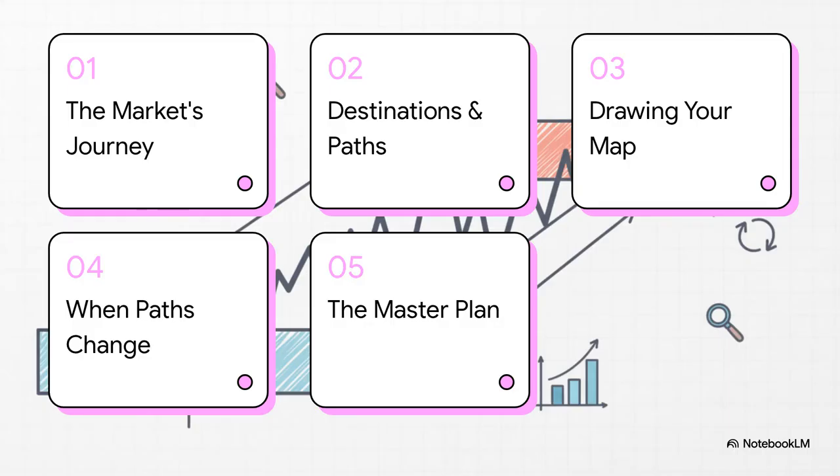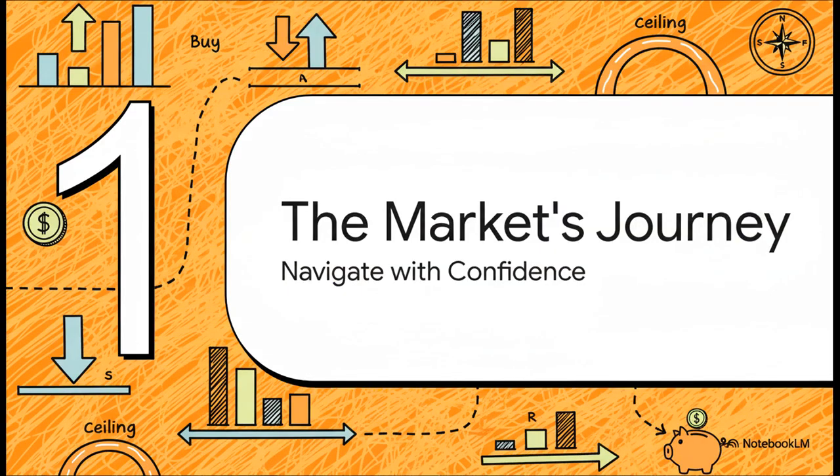This is about building a real, reliable map, so you can start navigating the market with a whole lot more confidence. So, here's our game plan. First, we're going to completely change how you look at the market's journey. Then, we'll get into the key destinations and paths. After that, we'll get our hands dirty and actually draw the map. We'll also cover what happens when those paths suddenly change, and finally, we'll pull it all together into a master plan. Let's get going.